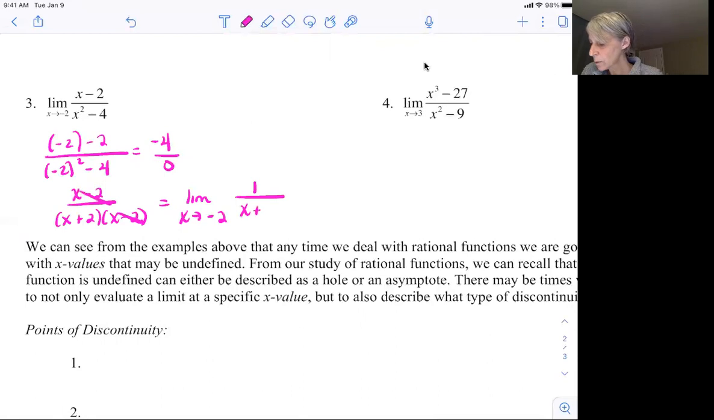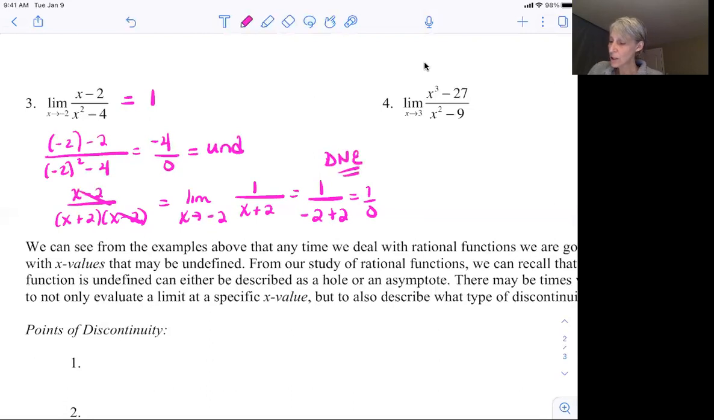This is 1 over x plus 2. 1 over -2 plus 2. Again, I wind up getting 1 over 0, so this is undefined. When I first evaluate it, it's undefined. And now since I don't get an answer the second time, this means my limit does not exist.